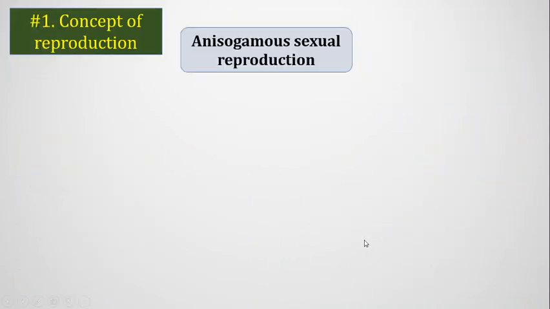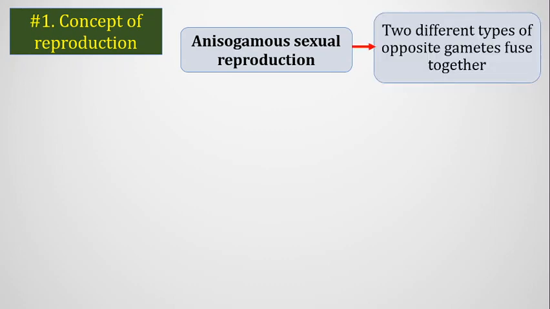Now we will discuss a type of sexual reproduction called anisogamous sexual reproduction. So what is called anisogamy? From chapter 1 we know that anisogamy is a type of sexual reproduction in which the opposite gametes fuse together, and these opposite gametes are different in size and shape. Another kind of sexual reproduction is called isogamy, where the two opposite gametes are identical in size and shape. When two opposite gametes look different, that is called anisogamy.